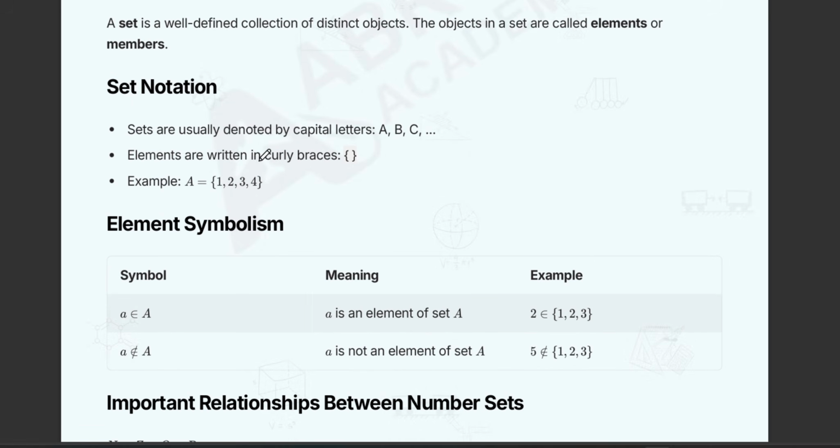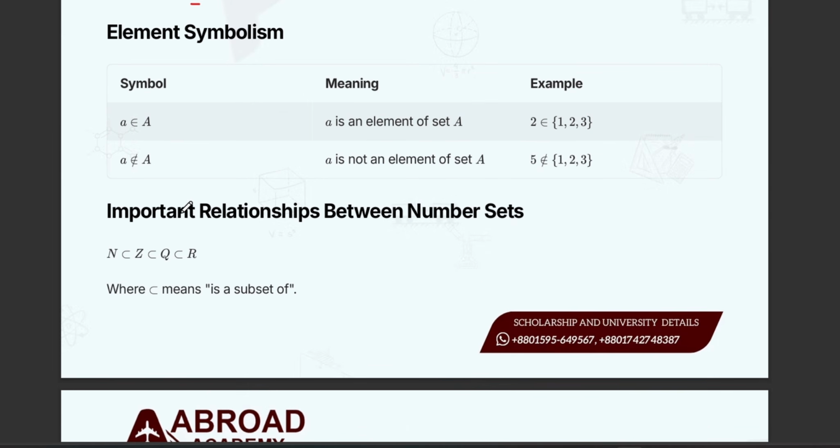Here's the set notation. Sets are usually denoted by capital letters, and elements are written in curly braces. For example, A is a set, and here are the elements 1, 2, 3. Here is the element symbol: a is an element of A. This is the element, and this is the set. So, as an example, 2 is an element of this set.